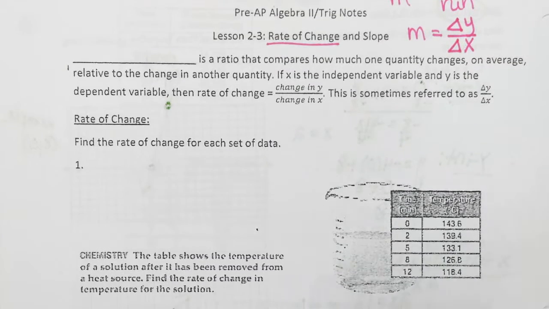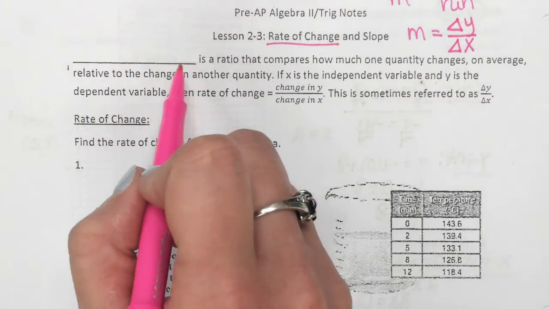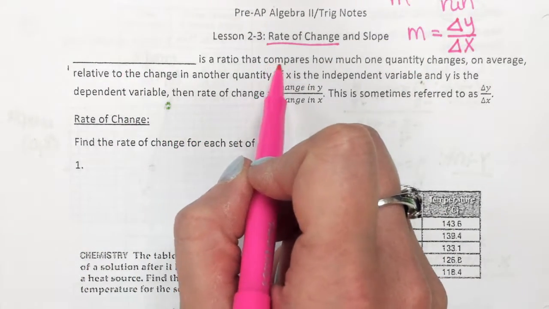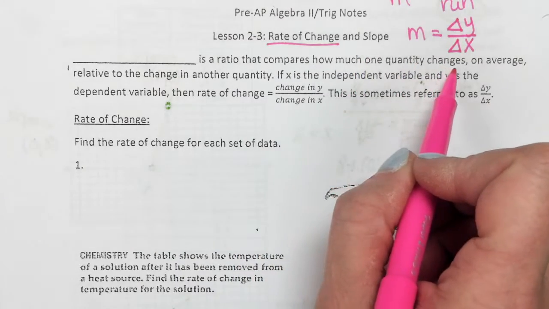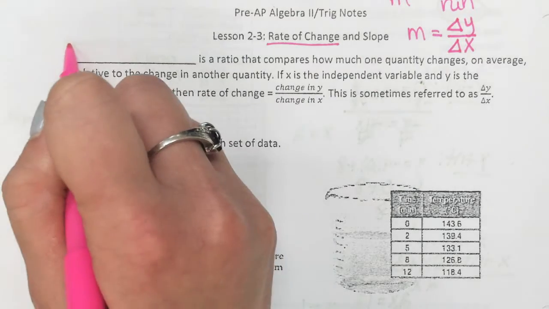Because, look at number 1. Actually, we need to fill in this blank before Garrett has a fit. Alright, here we go. Blank is a ratio that compares how much one quantity changes, on average, relative to the change in the other quantity. And it is rate of change. Very good.